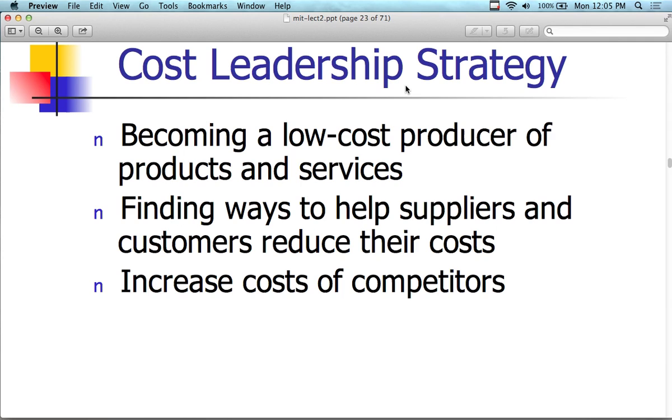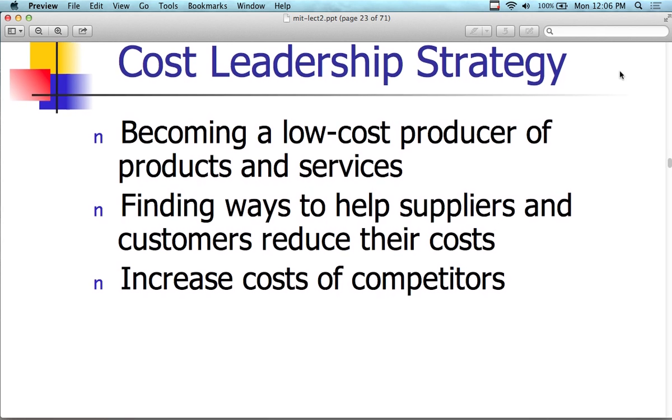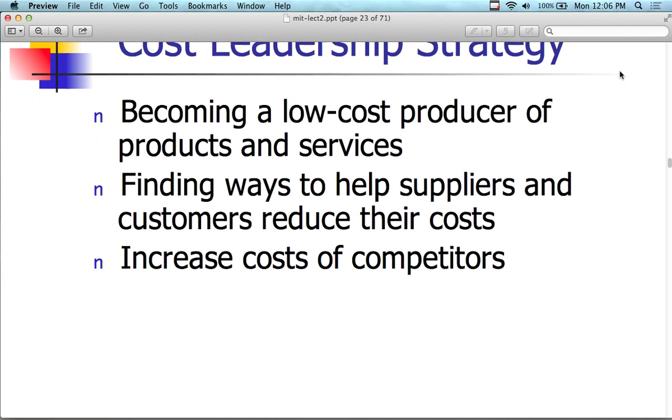There's people saying that they don't know how long the U.S. Postal Service is going to stay around. What do we need it for? It's more expensive to use them in some cases than it is just to send it UPS or Federal Express or some other carrier. So finding ways to help suppliers and customers reduce their costs.